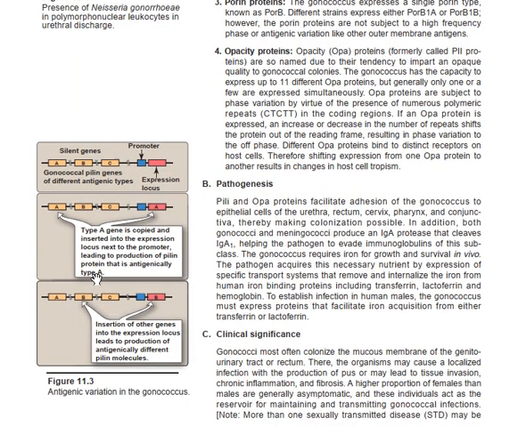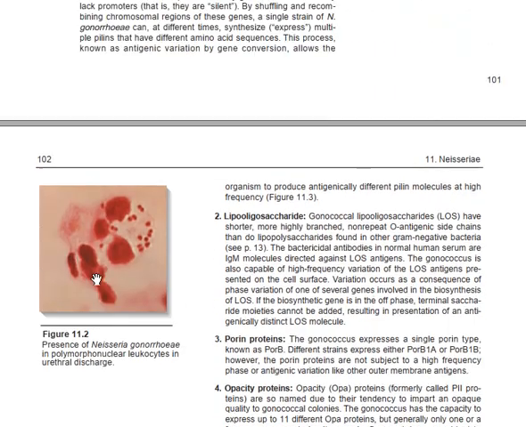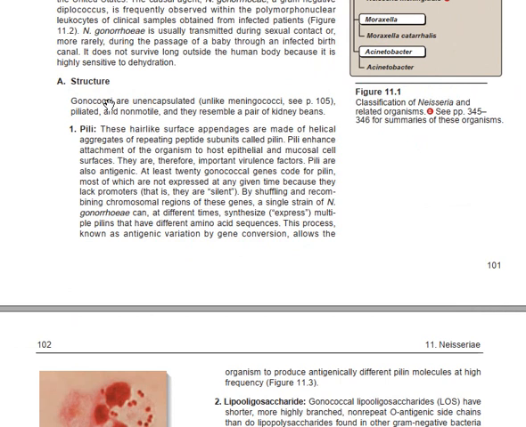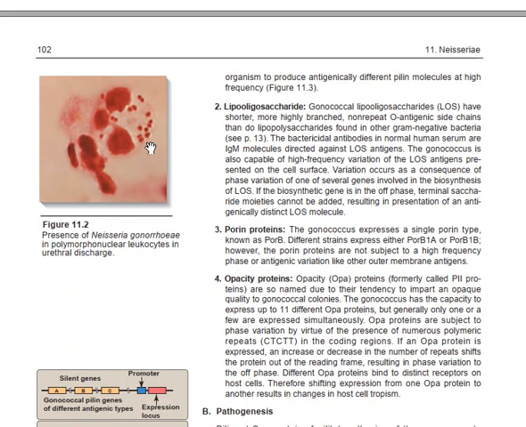Now we need to know that there are certain pathogenic abilities that these bacteria have. Is it clear? For example, Neisseria gonorrhoeae has pili, and these pili are hair-like appendages that are used in transferring from one substrate to another. The second is lipo-oligosaccharides. Gonococcal lipo-oligosaccharides have shorter and more highly branched non-repeating antigenic side chains. So these lipo-oligosaccharides help Neisseria gonorrhoeae to prevent the bactericidal action of antibodies.